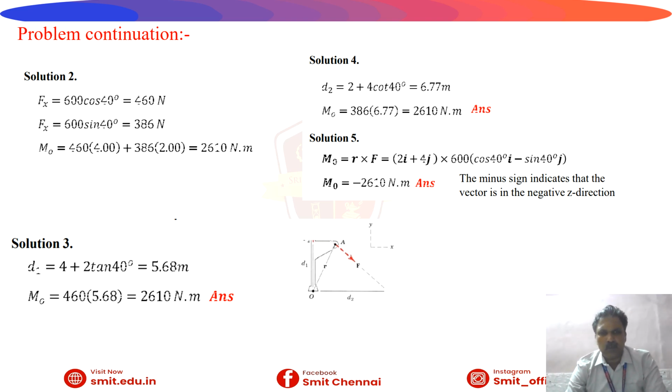The third and fourth are almost similar methods. If you take cot, automatically the distance 4 will go there. If you take tan, we have to take 2 tan based on the triangular rule. Then solution 5 is the basic concept, M_O equal to r cross F, that is (4i plus 2j) cross 600 (cos 40 degrees i minus sin 40 degrees j). Finally you will get a minus sign, which means the vector is in the negative z direction.